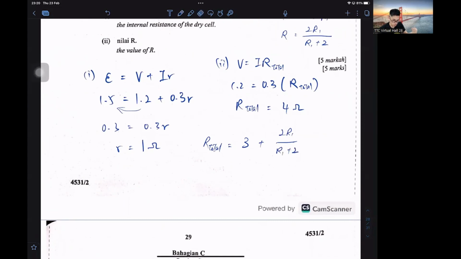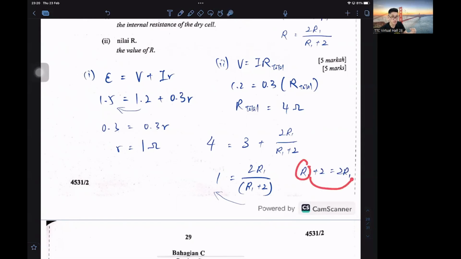The total resistance we know already, right? The total resistance is 4. If you bring the 3 over, minus, 1 equals 2R1 over R1 plus 2. This whole denominator, I bring over and it becomes times 1. So R1 plus 2 times 1 means the same thing, equals 2R1. You bring this one over here, minus off, then you get R1 equals 2 ohms.